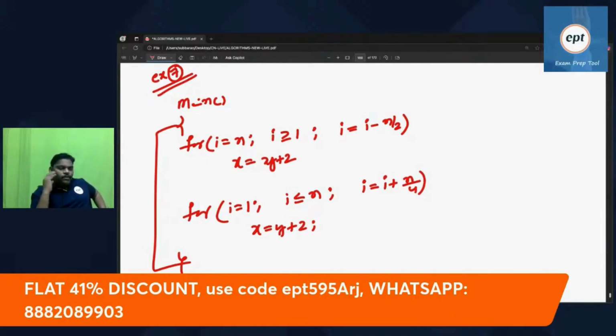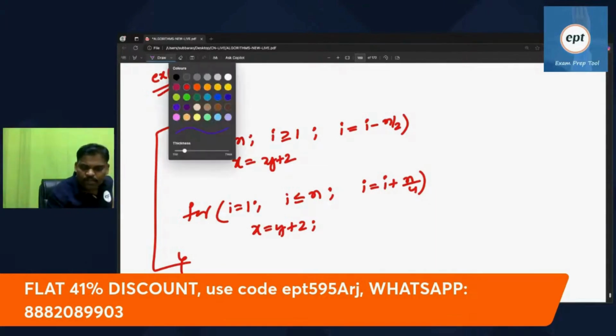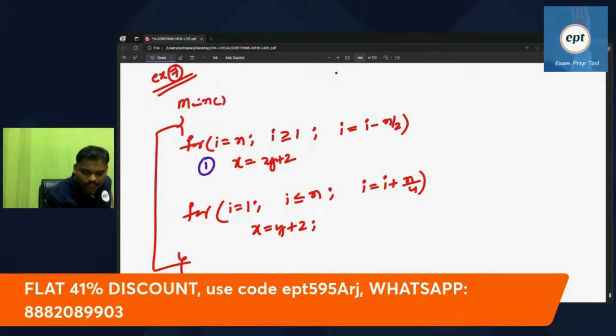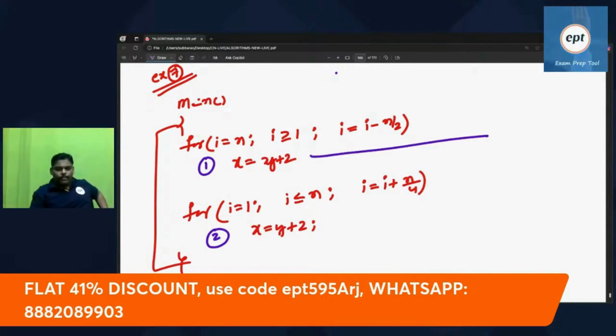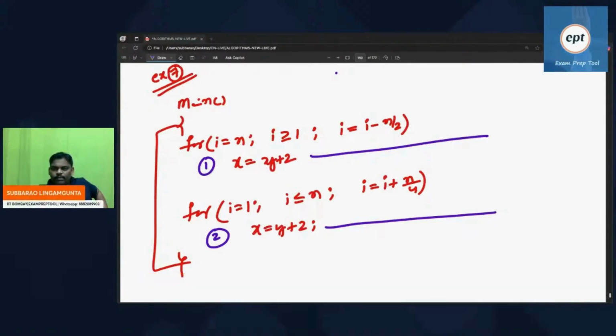Let's see how many people will give an answer for this. First of all, there are two statements. The first statement is how many times it checks. The second statement is how many times it verifies. Please verify yourself. Sunny, please verify. First statement is how many times, second statement is how many times. Please verify.